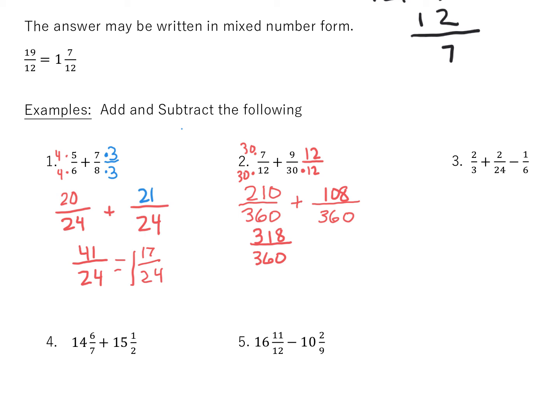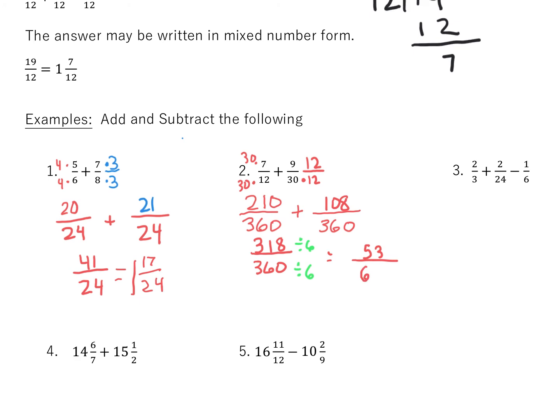Well, that's okay. Let's use the process that we learned in our part 1 video. Let's find a common number that goes into both the numerator and the denominator. I'm going to choose the number 6. Maybe you might choose a different number. That's okay. We'll just keep using this process as long as it is a common factor. So go ahead and follow me here. 318 divided by 6, 53. And 360 divided by 6 is 60.